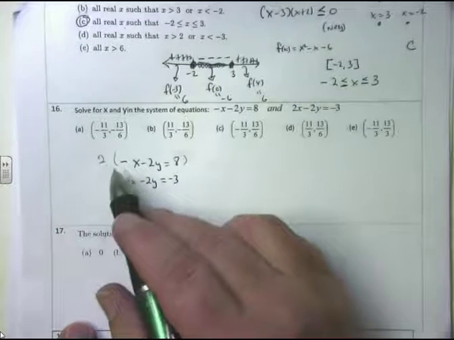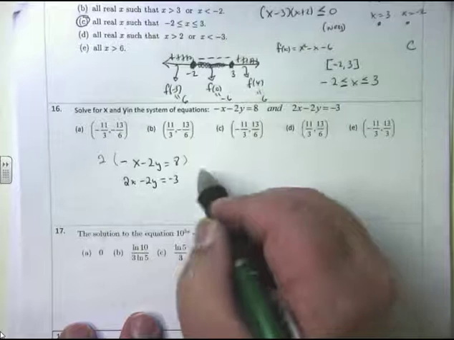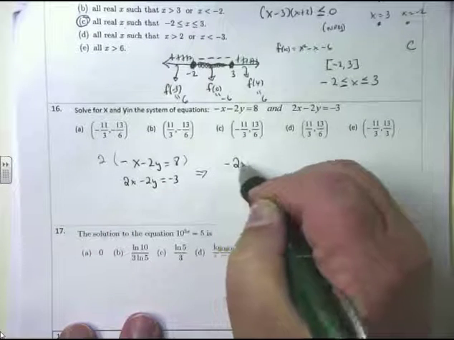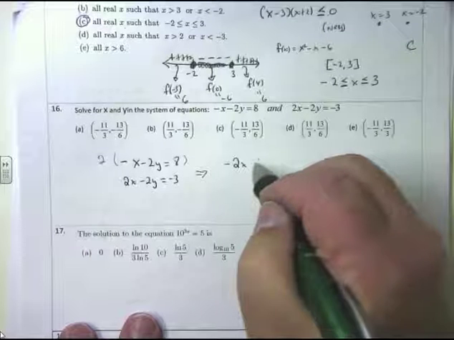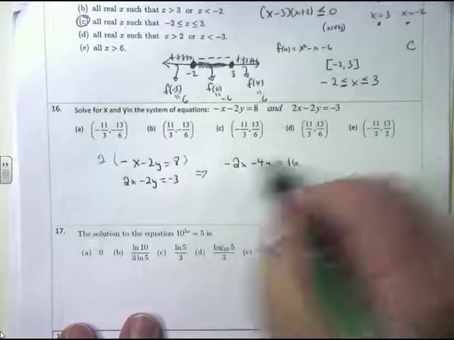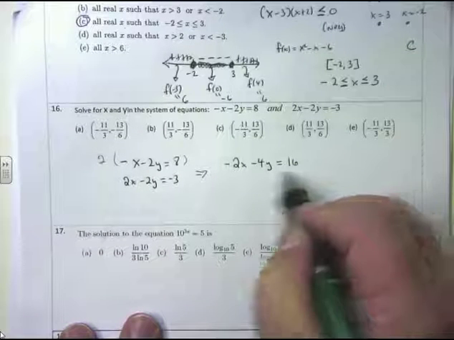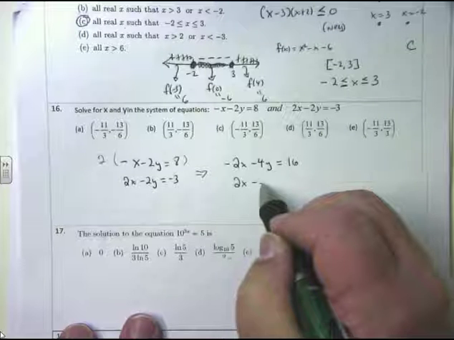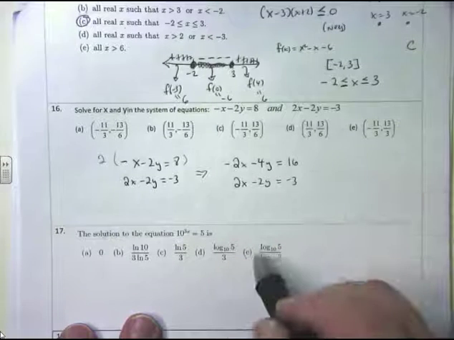And remember, what I do to one side of an equation, I do to the other. It makes it a nice equal math move. I'm going to distribute this 2. That's going to give me a negative 2x. 2 times a negative 2 is a negative 4y, equals 2 times 8 is 16. You've got to do it on both sides of the equation. And my other equation, which we didn't touch, is 2x minus 2y equals negative 3.